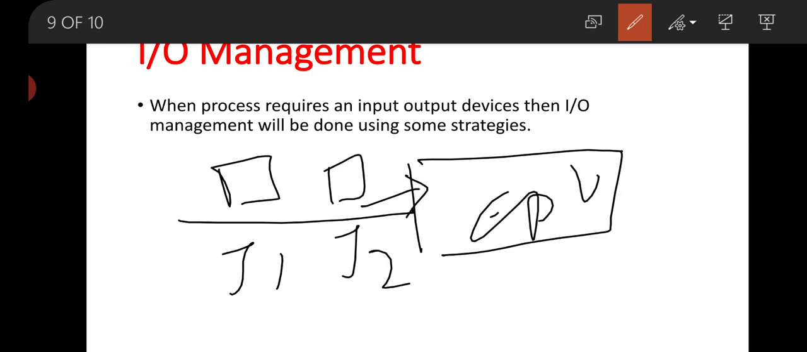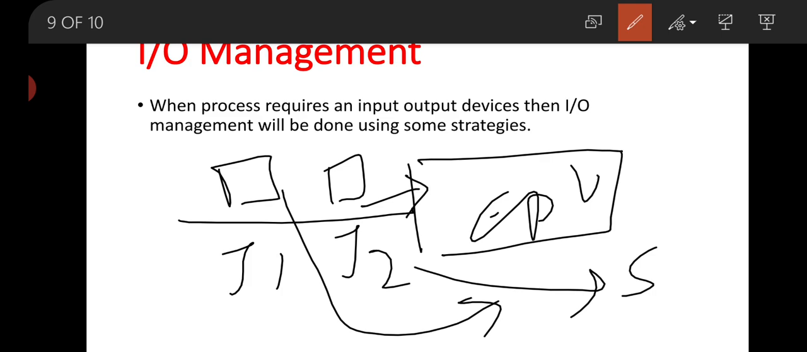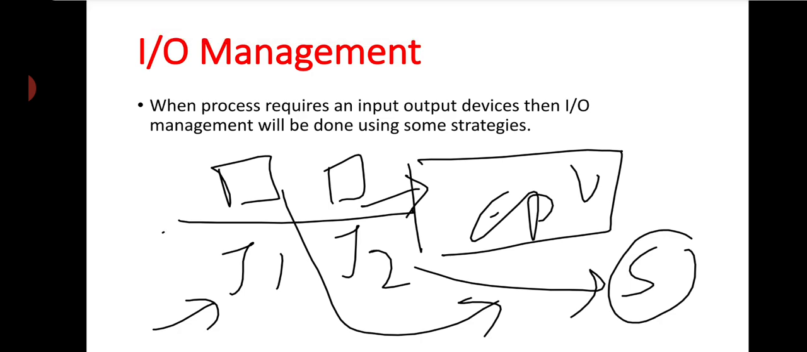Now job 2 is in process and job 2 occupies the scanner, and job 1 also requires the scanner. That means until and unless job 2 is executed and frees the scanner, this scanner is not going to be allocated to J1. This type of management is called input output device management. I hope there is no confusion in this input output management.